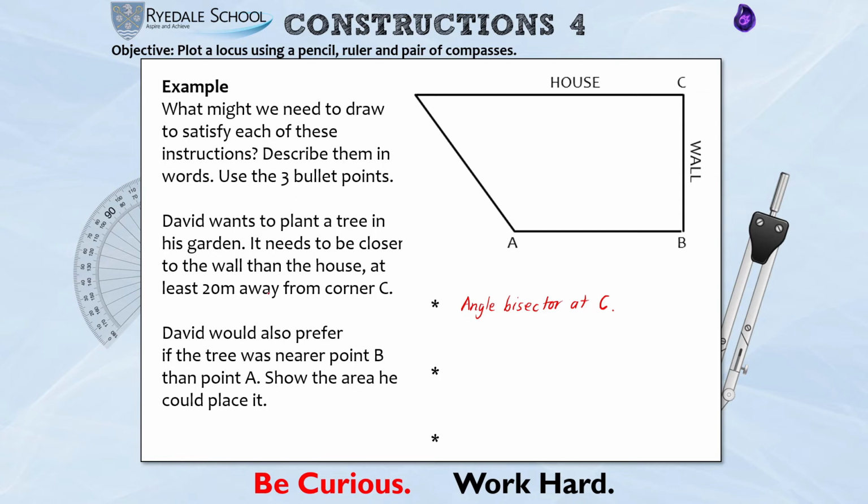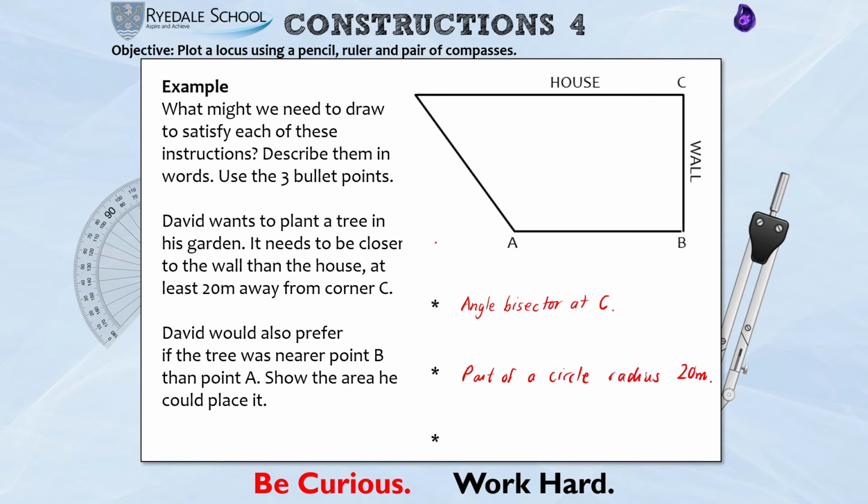Okay, it needs to be at least 20 meters away from corner C. So it's got to be beyond a point that is 20 meters away from C. And that's going to be a part of a circle. So we're going to be constructing a circle with radius 20 meters. We'll have to think about the scale in a minute. So part of a circle, radius 20 meters.